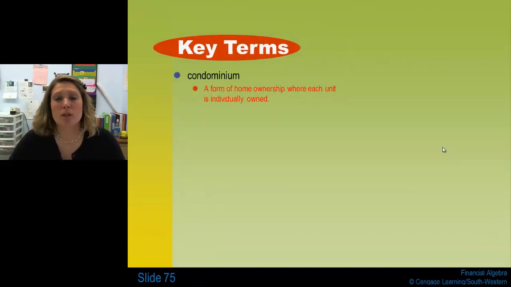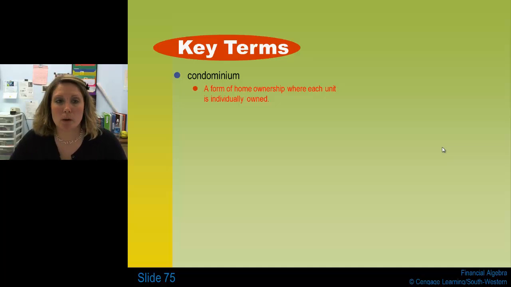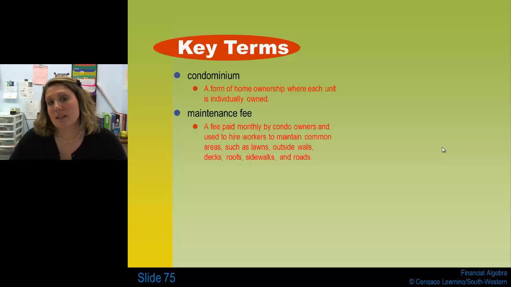This is a form of home ownership where each unit is individually owned. So it's one building, but in that building you have different homes that are individually owned. Maintenance fee. This is a fee paid monthly by condo owners and used to hire workers to maintain common areas such as lawns, outside walls, decks, roofs, sidewalks, and roads.